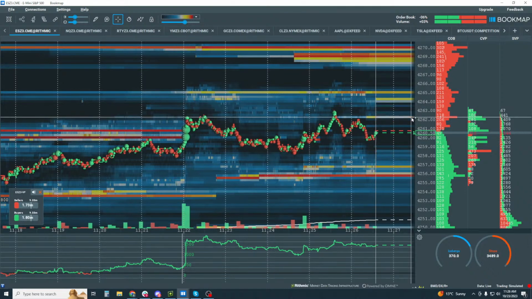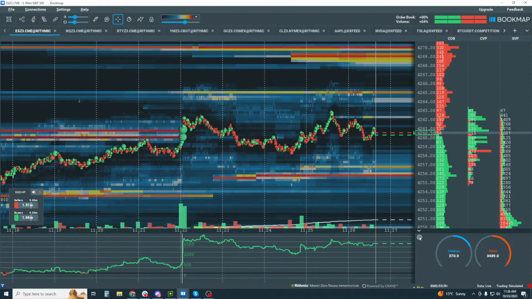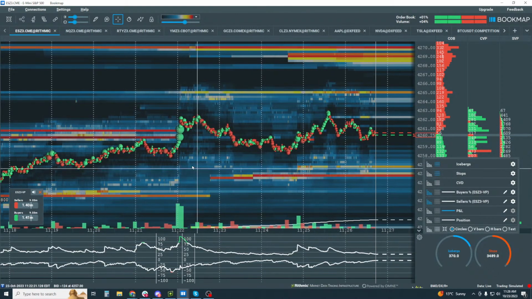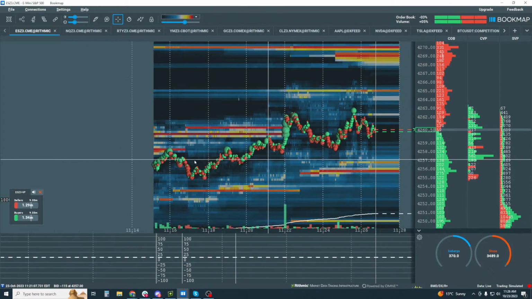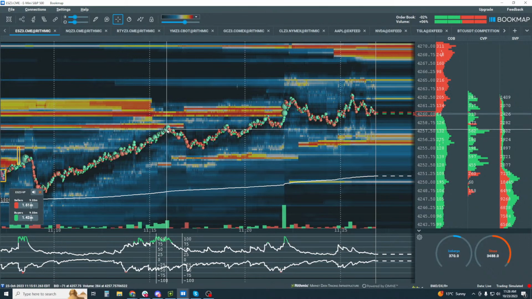Journalizing. Building an edge, that we've been talking about that. Let's take a look at, we haven't looked at our market pulse in here. Okay, so building an edge by using some of these tools in here.